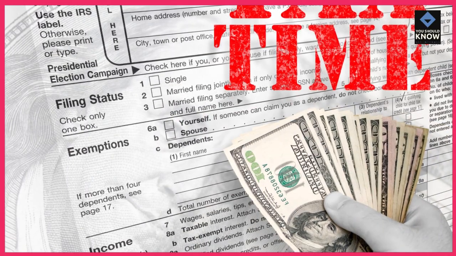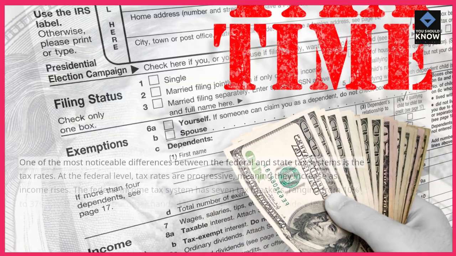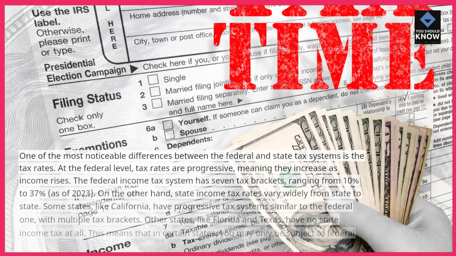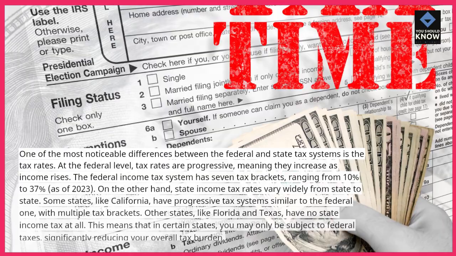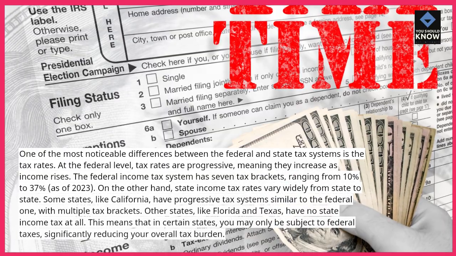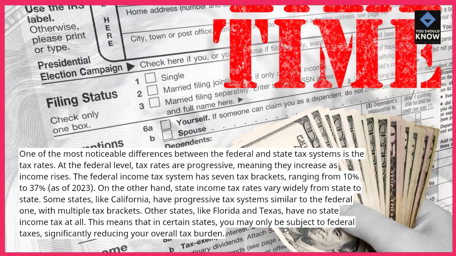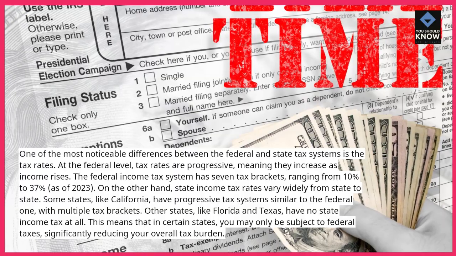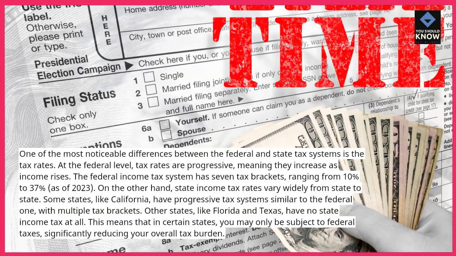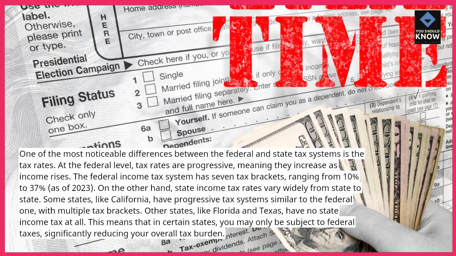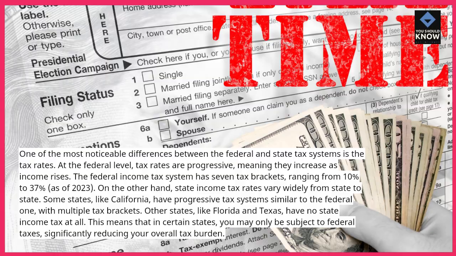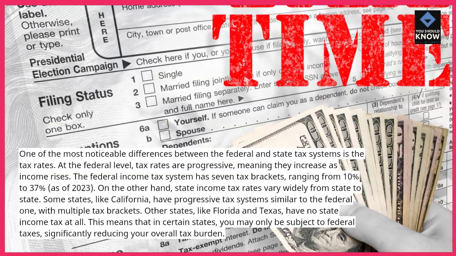One of the most noticeable differences between the federal and state tax systems is the tax rates. At the federal level, tax rates are progressive, meaning they increase as income rises. The federal income tax system has 7 tax brackets, ranging from 10% to 37%, as of 2023. On the other hand, state income tax rates vary widely from state to state.